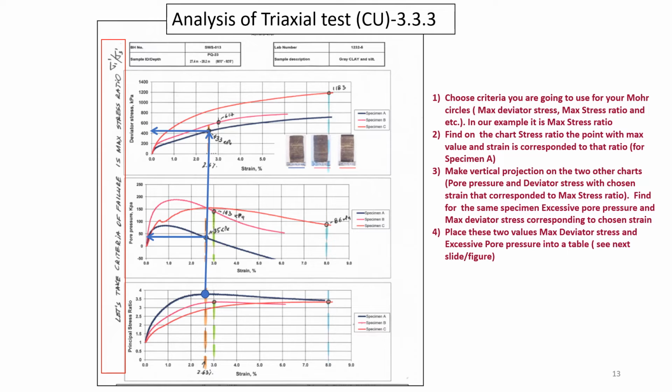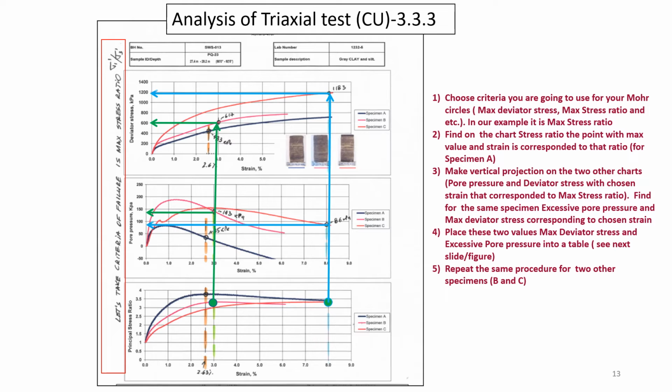And by the way, you have to write down these values somewhere to build up your Mohr circles. The same procedure you do for sample B, you see the green one. Again, you take these values into your summary table. And for sample C. And you write down all these 6 values: 3 deviator stresses and 3 pore pressures. And now let's construct Mohr circles. Next slide.